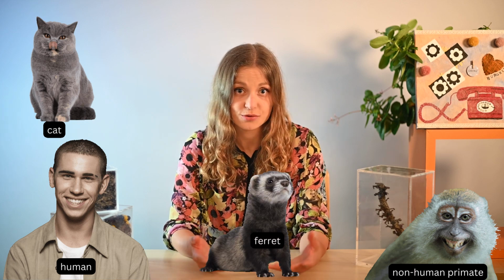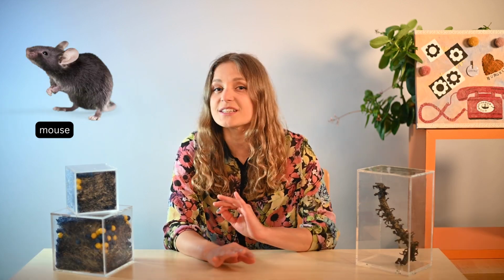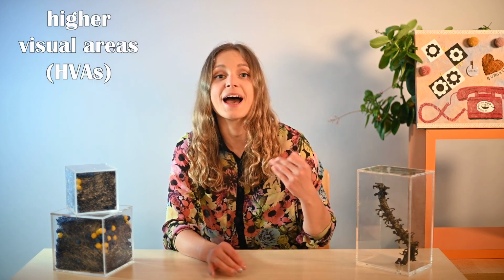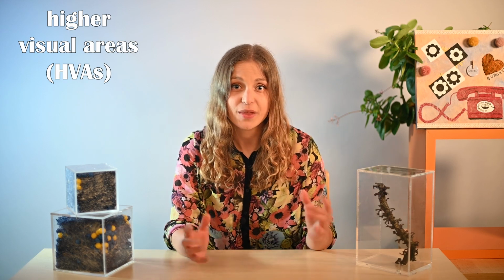That's the case for animals with rather complex visual systems like humans, other primates, but also cats, ferrets, or tree shrews. In mice, for example, there is no distinct secondary visual cortex. In mice beyond the primary visual cortex, we talk about higher visual areas in general. These areas are a part of what is commonly called the association cortex.